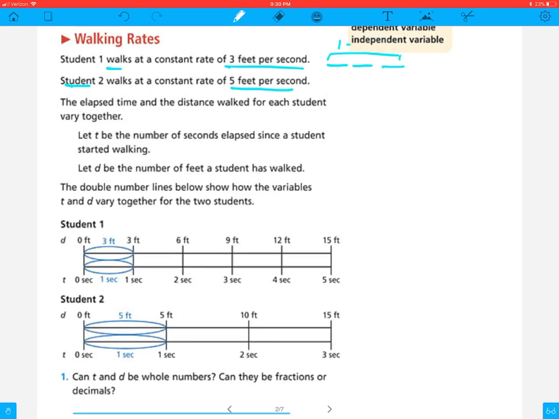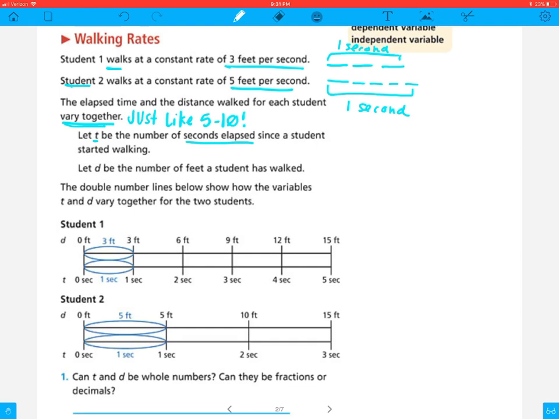Now their rate is like the distance. Again, same amount of time, a very different distance: 3 feet versus 5 feet. I'm drawing myself a mental picture of what this looks like in my head, but we'll also be looking at a double number line down here, which is helpful. The elapsed time and the distance walked for each student vary together. So that's just like in 5-10, where we talked about quantities that vary together.